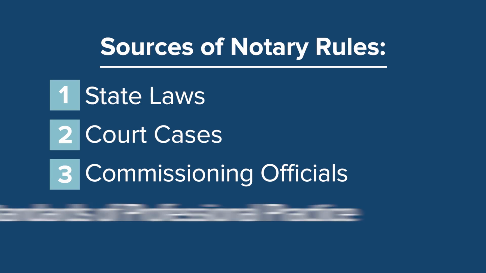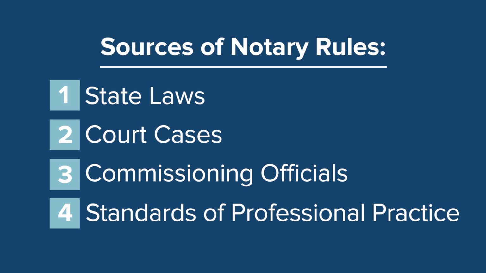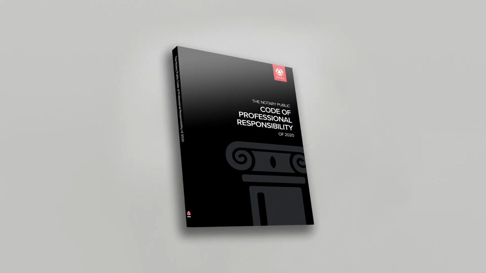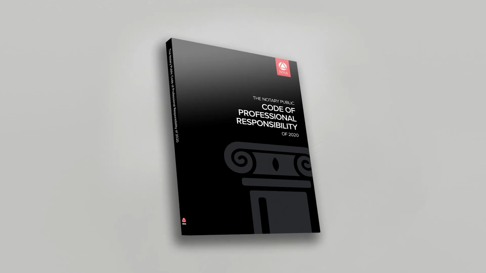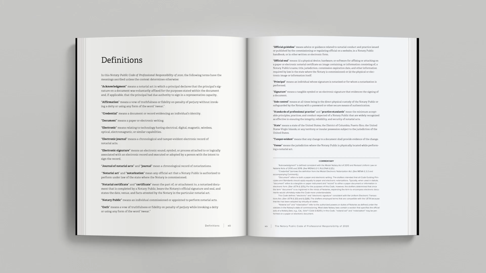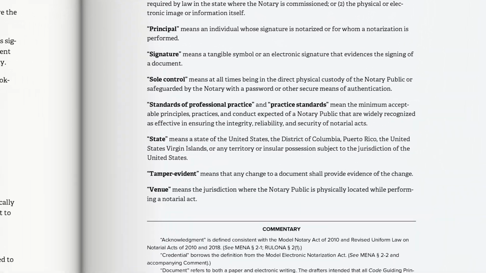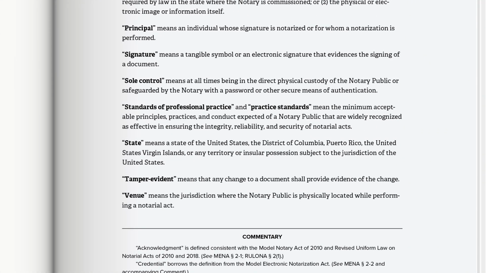Finally, we have what we're going to talk about today, standards of professional practice. So what is a standard of professional practice? Well, we have a definition of that in the code. Our normal way of distributing the code is by PDF on our website. It's free to download. And the term is defined as follows: standard of professional practice and practice standards mean the minimum acceptable principles, practices, and conduct expected of a notary public that are widely recognized as effective in ensuring the integrity, reliability, and security of notarial acts.